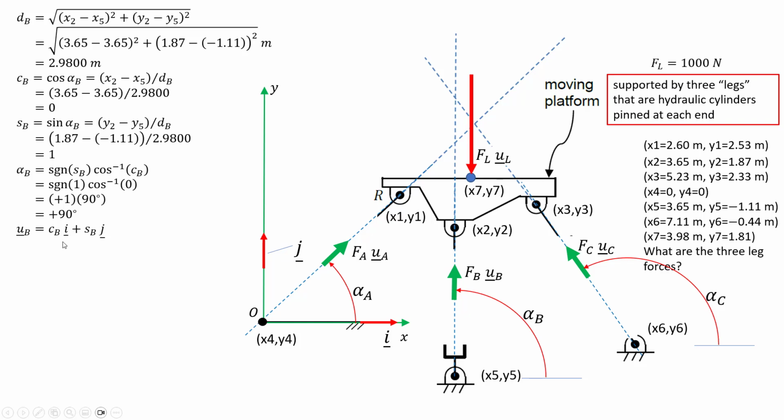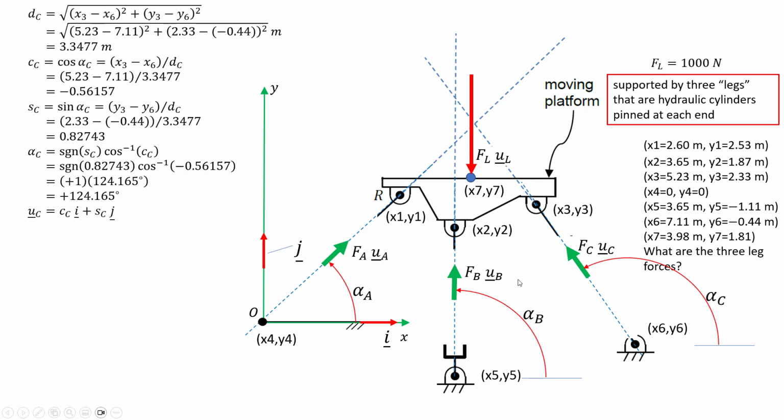So I've established my CB and my SB. This is, again, a special case for my platform here. Let's look at the C leg.